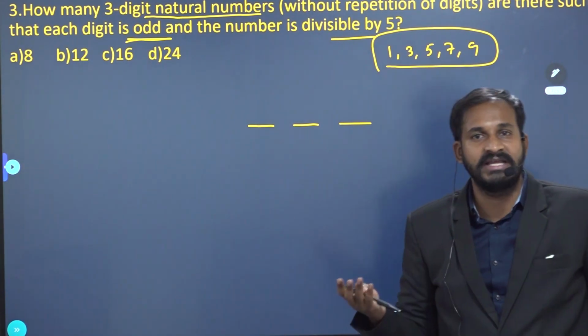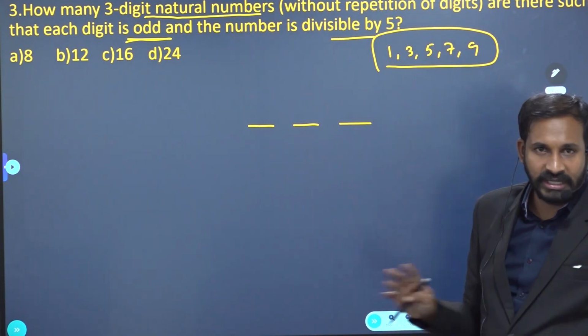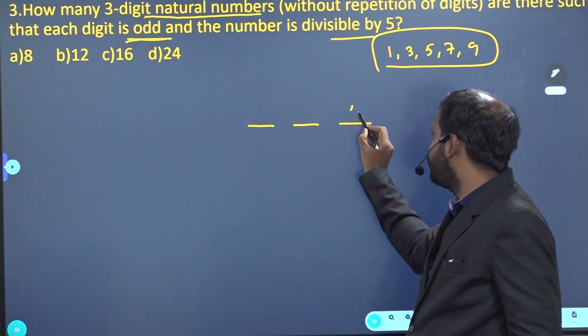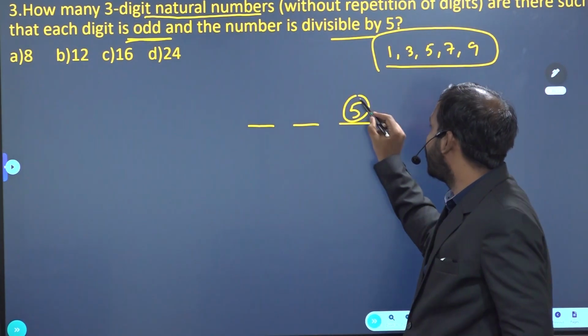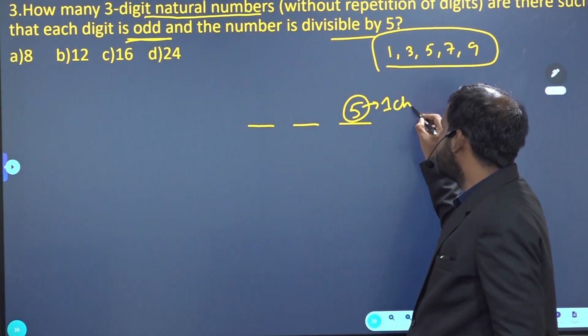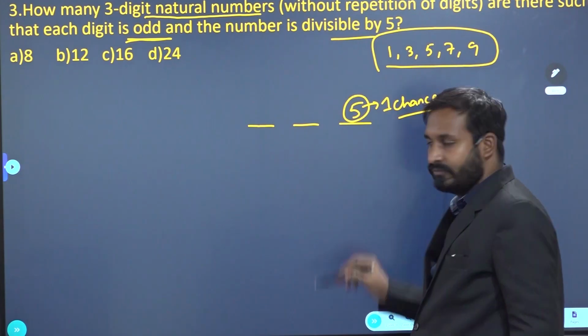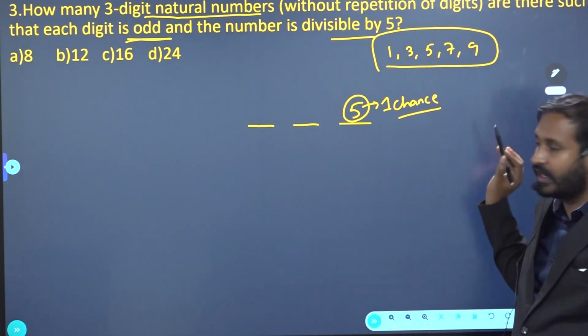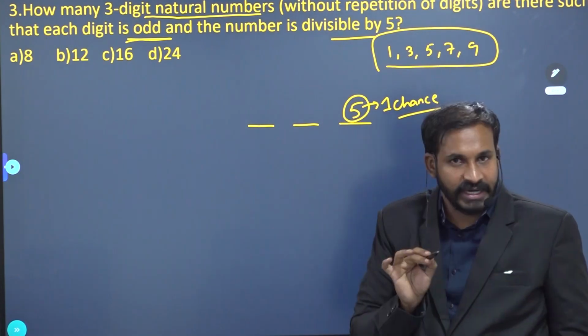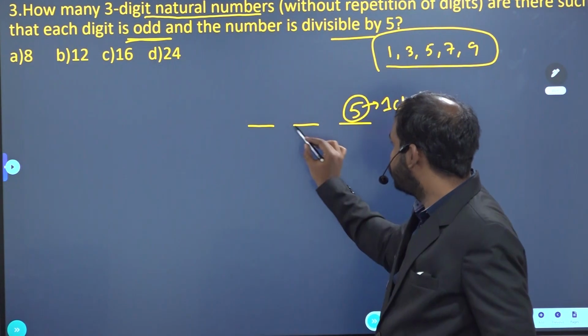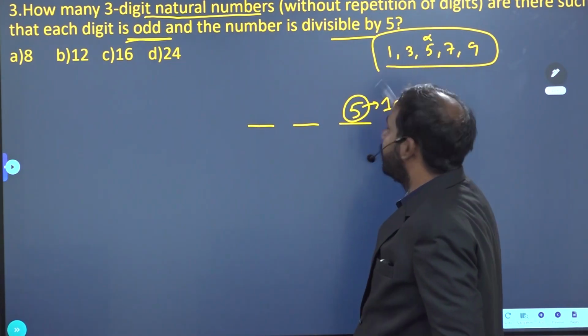Why? Because 0 is neither even nor odd. I cannot take 0. So the units place should be what? Definitely 5. That means for this position there is only one chance, and it is filled by 5. We cannot remove 5 from that position at all, because it should be divisible by 5. Okay, done.